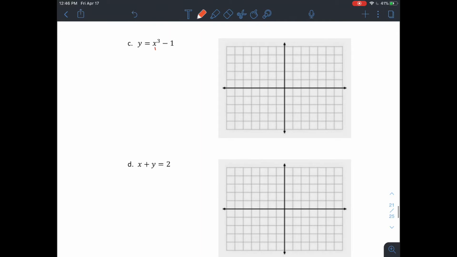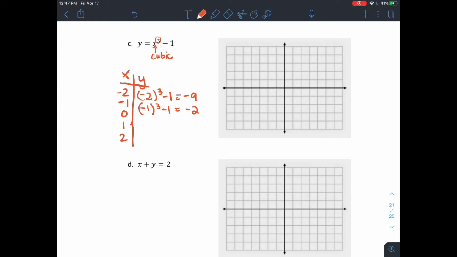If you have x to the third, something where it's degree 3 is a cubic, which kind of is that sort of bendy in the middle shape. Just plug in some x values, some positives and negatives so that you get the full shape. So if you plug those into your function, negative 2 to the third is negative 8, minus 1 is negative 9. Do some more here, that give you negative 2. If you plug in 0, you get negative 1. 1 gives you 0, and 2 gives you 7.